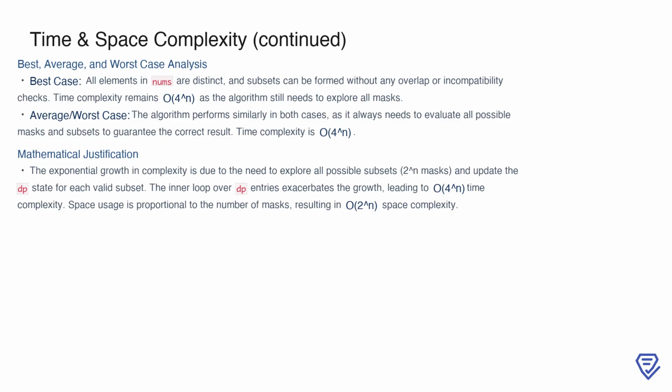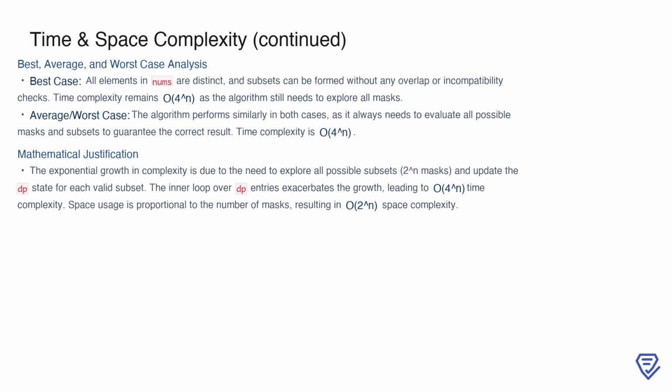In the average and worst cases, the algorithm evaluates all possible masks and subsets to ensure correctness, resulting in the same 4 to the power of n complexity. The mathematical justification for this exponential growth lies in the need to construct and validate all subsets, represented by the 2^n masks, and to update the DP state for each valid subset.